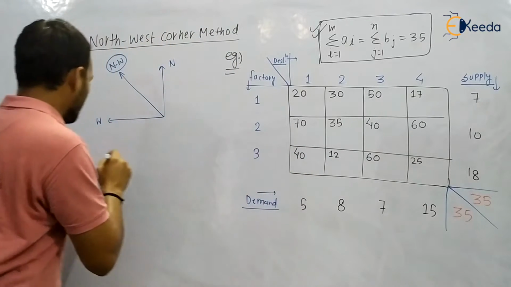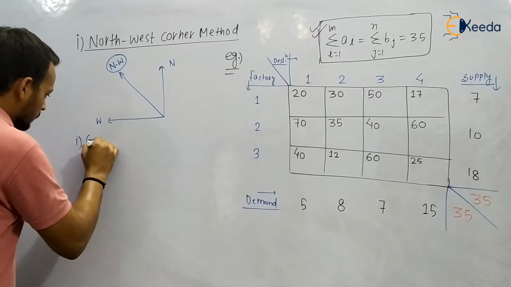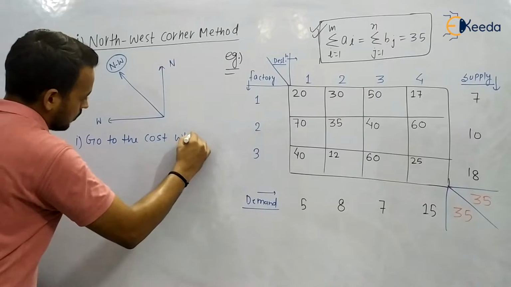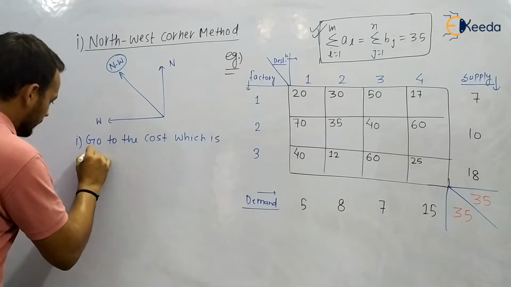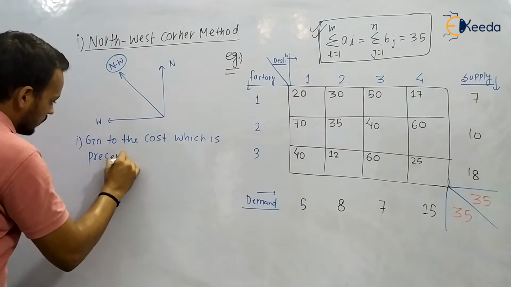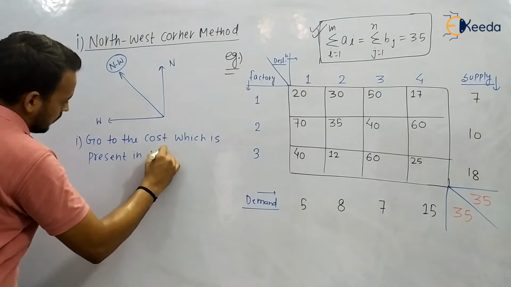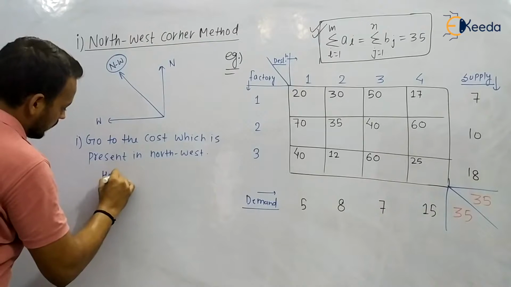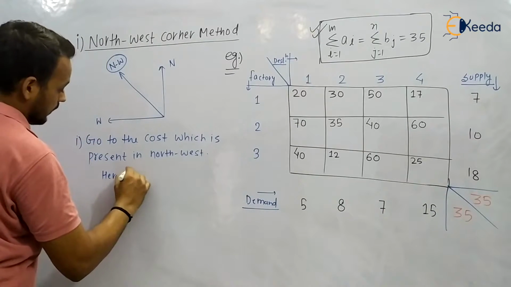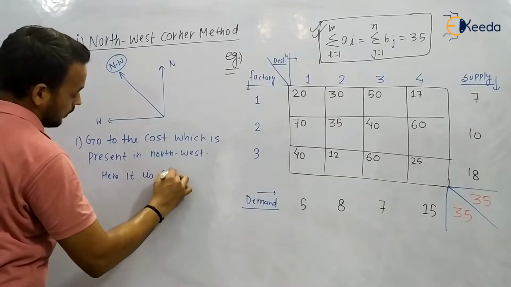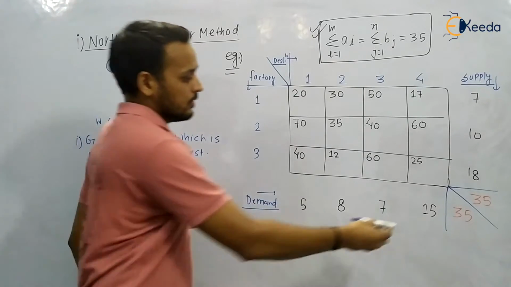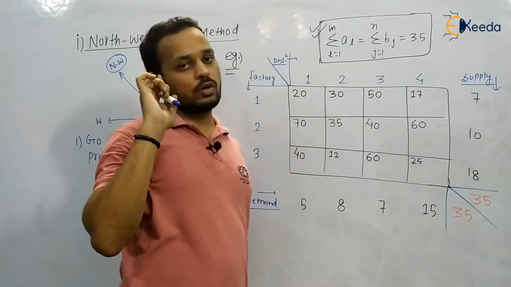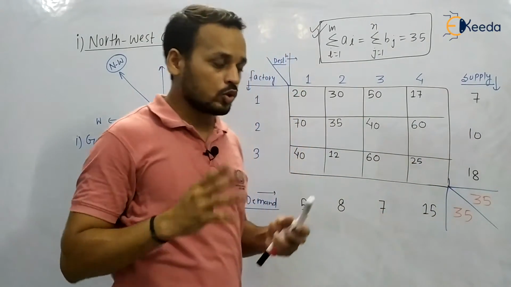So the first step is to go to the cost which is present in the northwest. Here it is northwest, and here it is 20. This is west and this is north, so the northwest is 20. So we have to supply the items to 20.